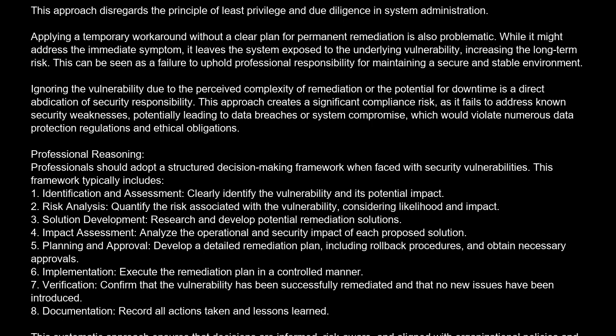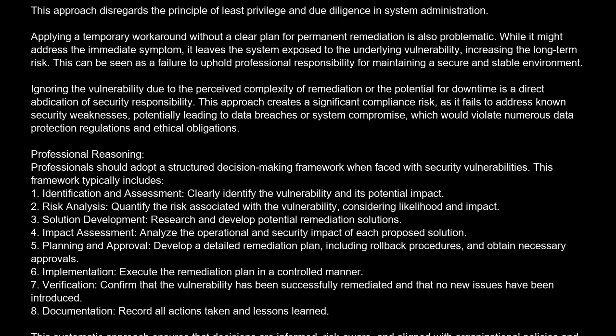Professional reasoning. Professionals should adopt a structured decision-making framework when faced with security vulnerabilities. This framework typically includes: 1. Identification and assessment. Clearly identify the vulnerability and its potential impact. 2. Risk analysis. Quantify the risk associated with the vulnerability, considering likelihood and impact. 3. Solution development. Research and develop potential remediation solutions. 4. Impact assessment. Analyze the operational and security impact of each proposed solution. 5. Planning and approval. Develop a detailed remediation plan including rollback procedures and obtain necessary approvals.